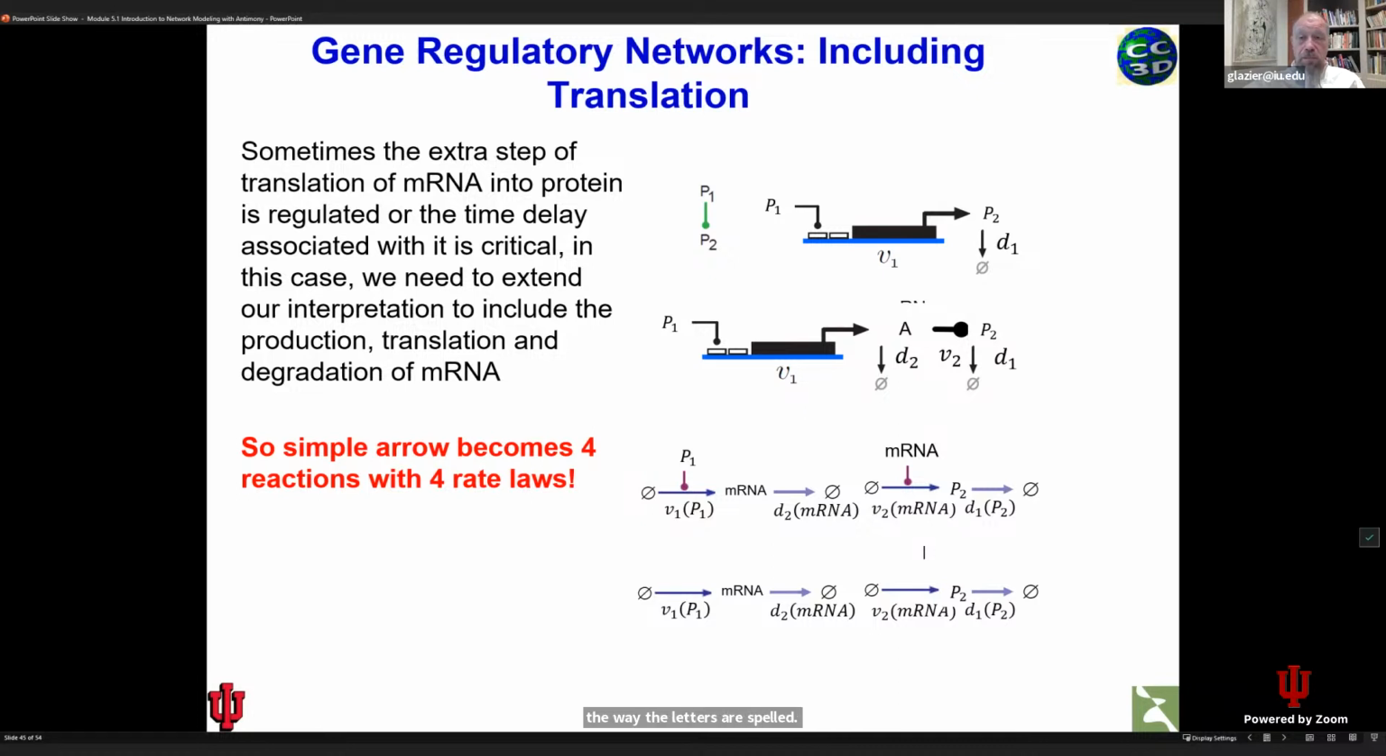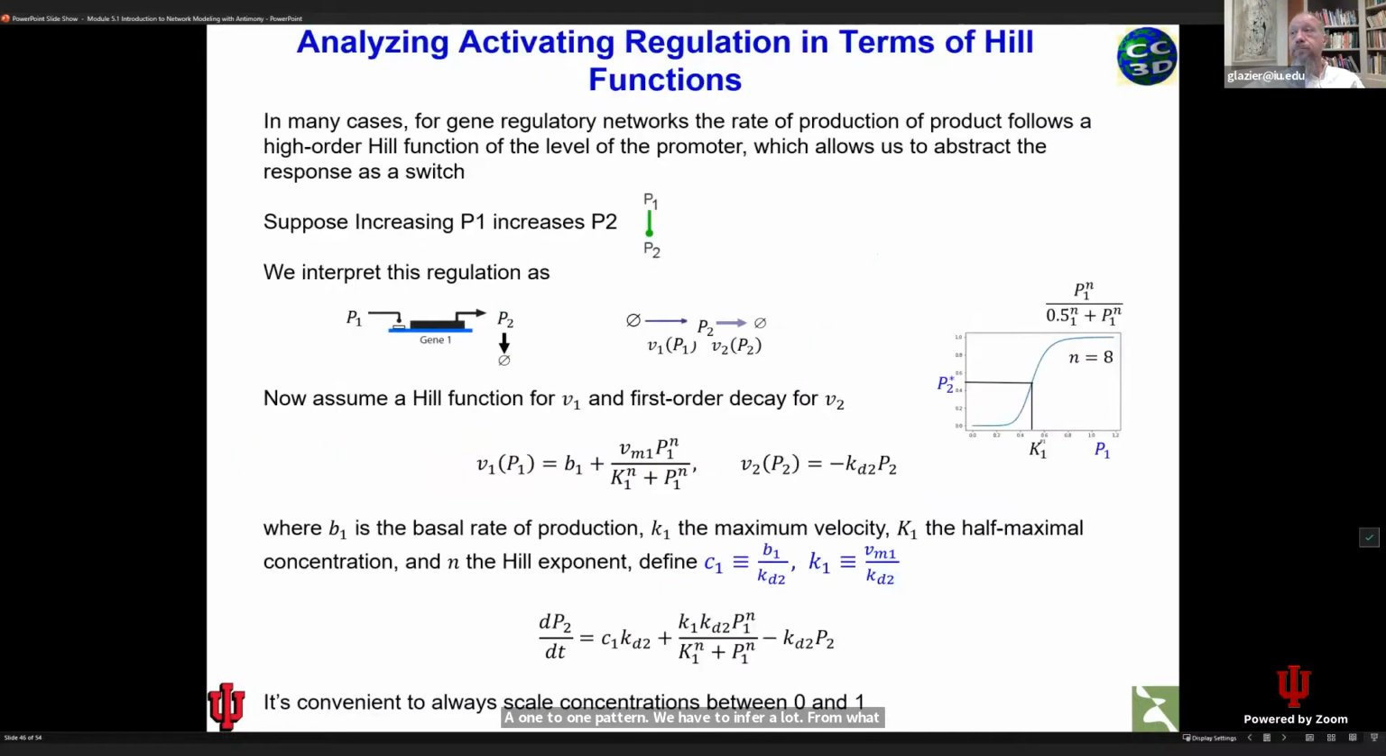The radicals have some meaning on their own, but each radical can be pronounced in many ways. Each character can have multiple pronunciations and multiple meanings. And so there is a pattern here, but it's not a one-to-one pattern. We have to infer a lot from what we see written.